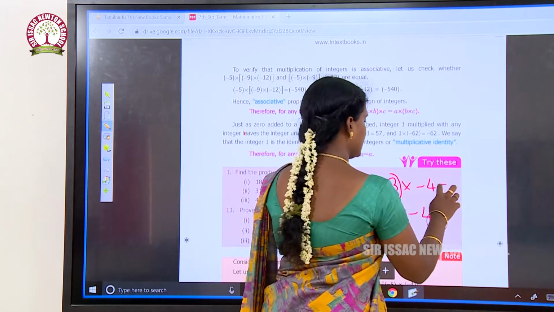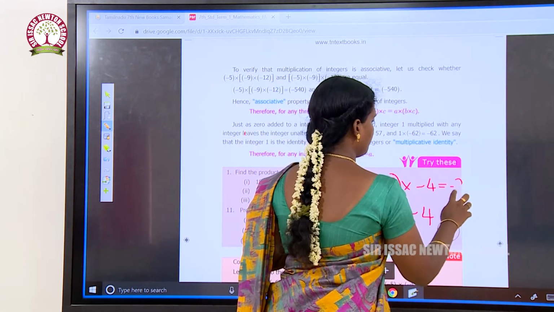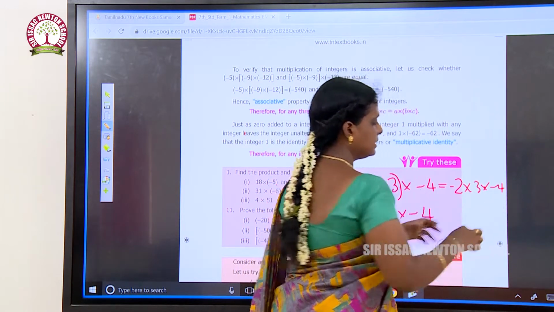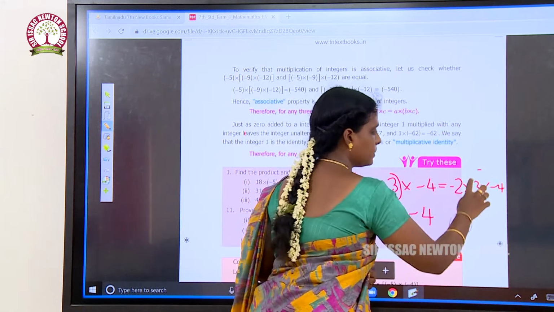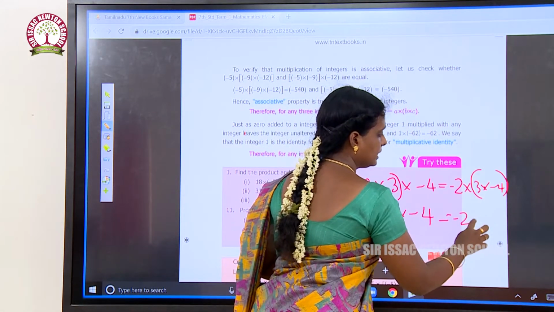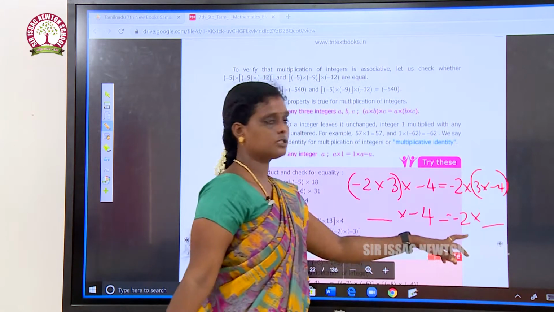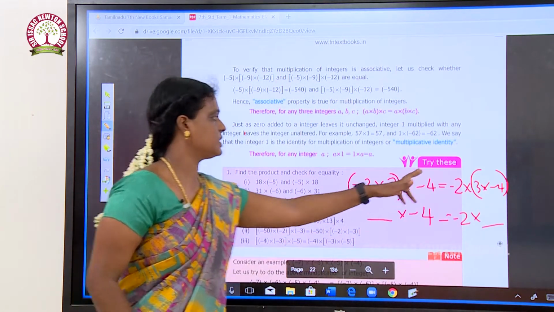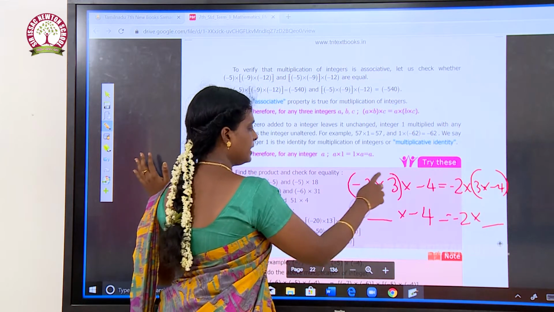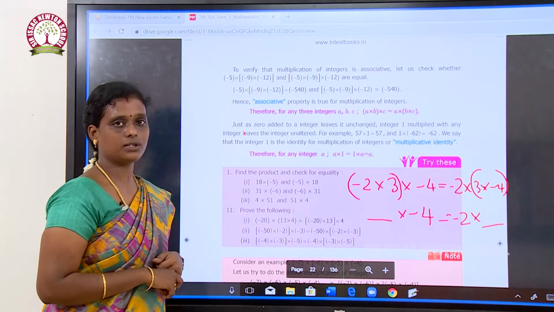In the other case, see, 3 into minus 4. In this case I am going to multiply these 2 numbers first, and with that answer I am going to multiply this minus 2. So I am just changing the grouping. Let us see what the answer is for this. So, minus 2 into 3. What is minus 2 into 3?